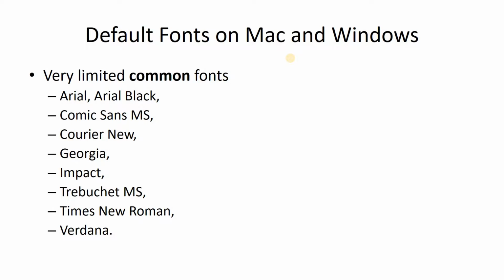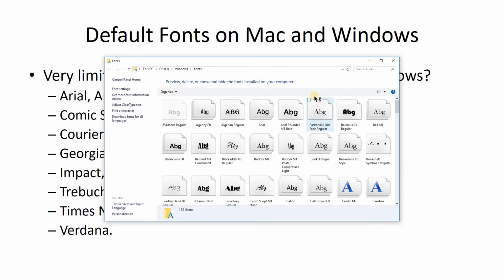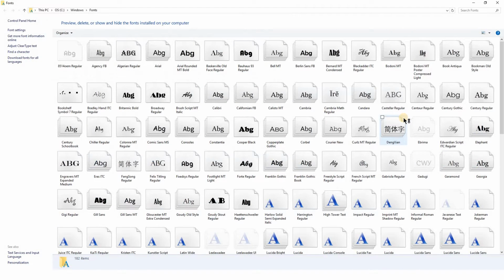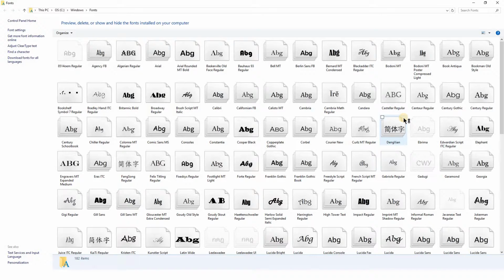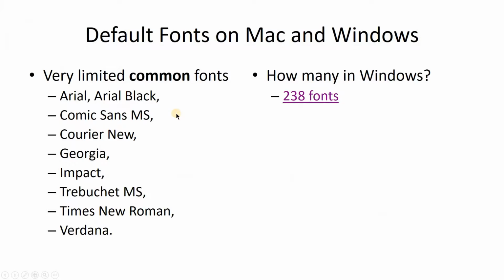This is a list of them. That's actually not that many, considering, say, how many are there in Windows. It's actually 238 different fonts. And if I click here, it goes to the font directories on my computer, and I can see all the different fonts installed. In this particular case, I only have 180.